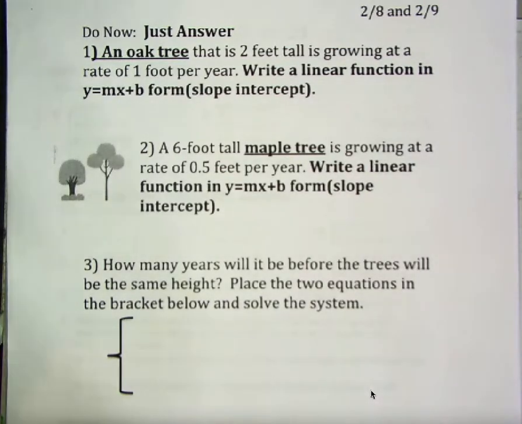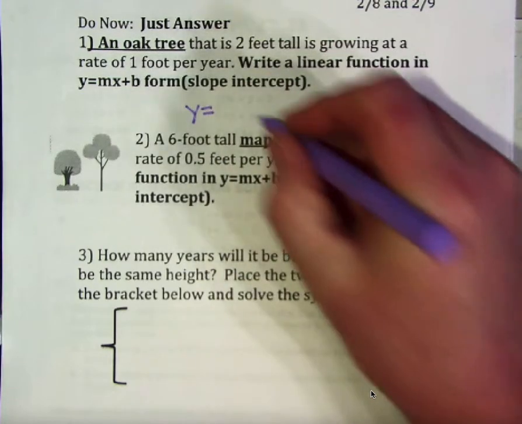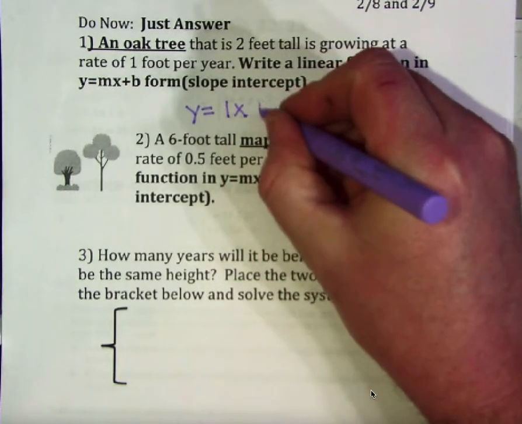We're studying systems, and there's a lot of word problems and real life problems that can be solved by the idea of systems, because constant rate happens in the real world. So, number 1, an oak tree is 2 feet tall and is growing at a rate of 1 foot per year. Write a linear function in y equals mx plus b form, slope intercept. Okay, constant rate of change is slope, and we have a starting point of 2 feet. So this equation for the oak tree is y equals 1x plus 2.